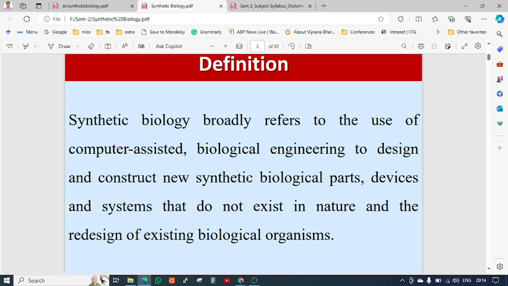So we need to redesign or change the gene that can be responsible for the production of new and more varieties, as well as resistance to disease. So we are going to modify that particular gene of these living organisms. So it is a combination of biological engineering and computer-assisted engineering.